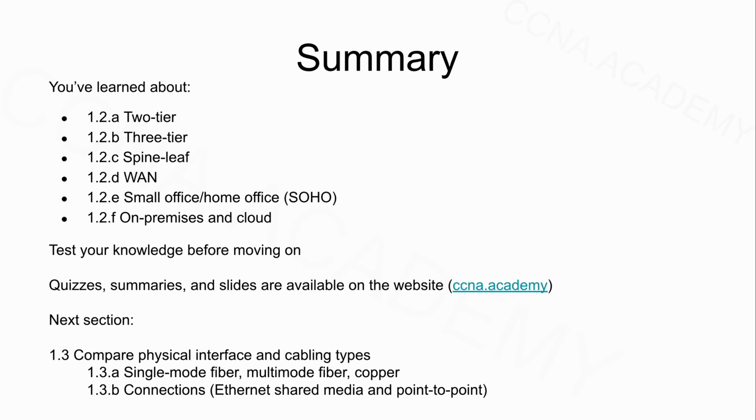We've now looked at the characteristics, features, and use cases of two-tier, three-tier, spine leaf, wide area network, SOHO, and on-premises versus cloud designs. Each has its strengths and trade-offs, from simplicity to scalability, from cost-effectiveness to performance. Before moving on, review the slides and take the quiz available on the website to reinforce your understanding. Once you're confident, you'll be ready to continue to the next section, where we examine physical interface and cabling types and see how the medium itself shapes network design.